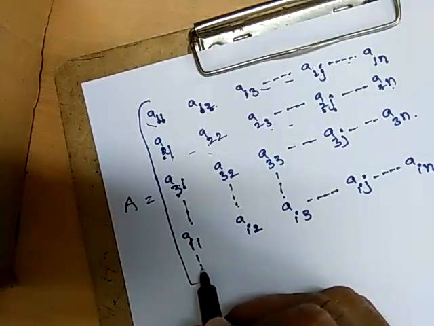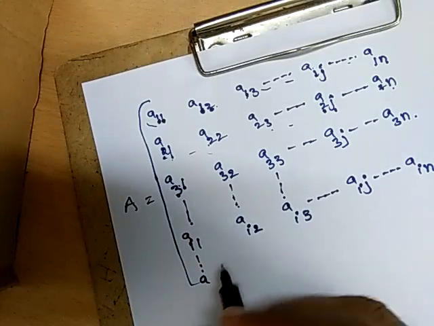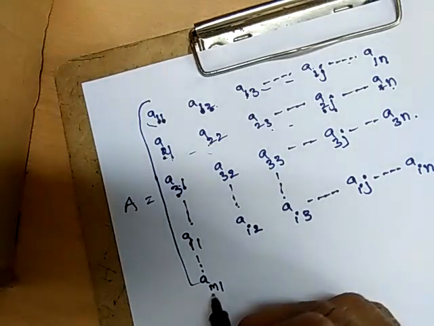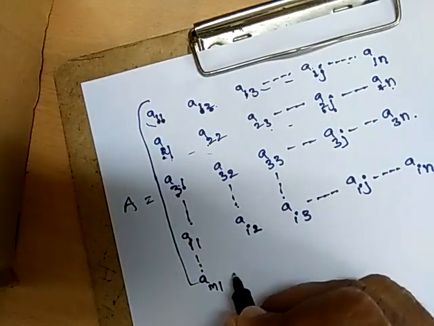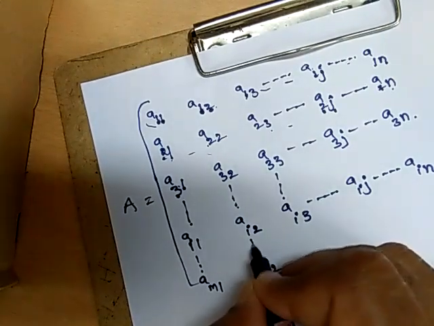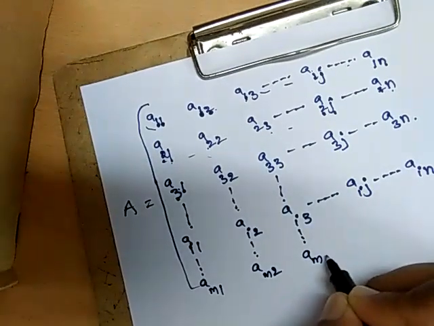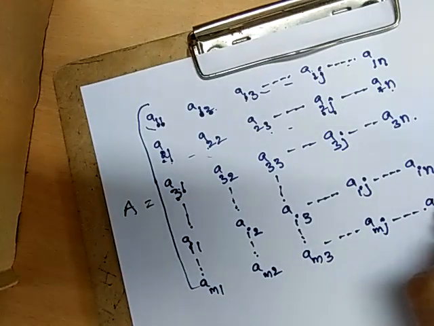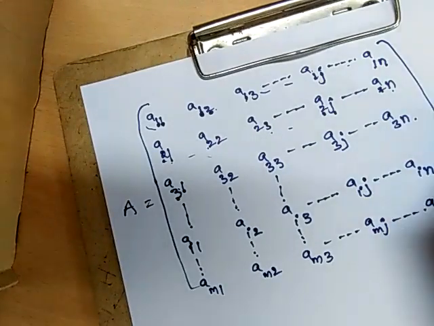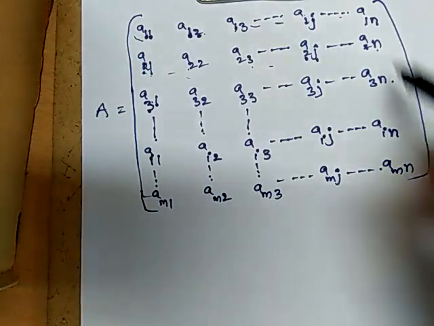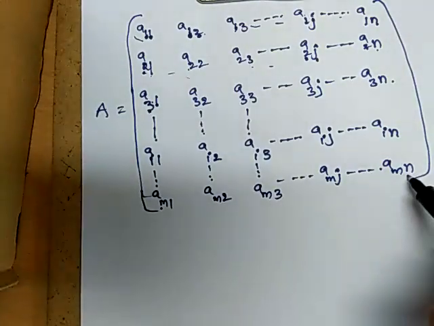Next, and so on, am1: mth row, first column, mth row, second column, and so on, mth row, third column, mth row, jth column, mth row, nth column. So the last element is in the mth row, nth column.